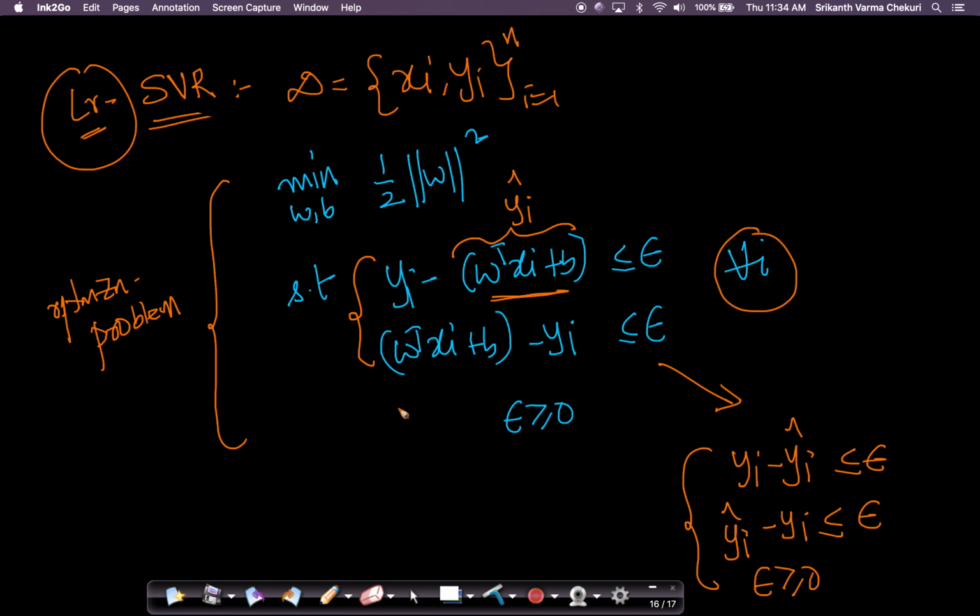Let me try to explain this with some diagrams. These are the constraints. We have to show that, given an epsilon tube that we want to fit around the function, we can accommodate errors of at most epsilon on every point, of course epsilon being a positive value. So let's draw it, that's better.